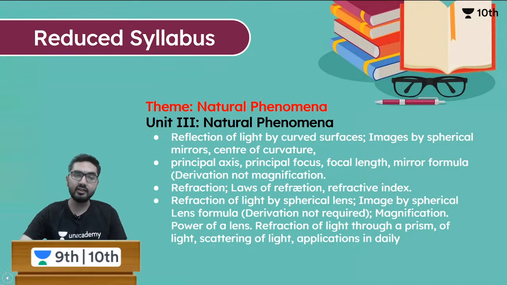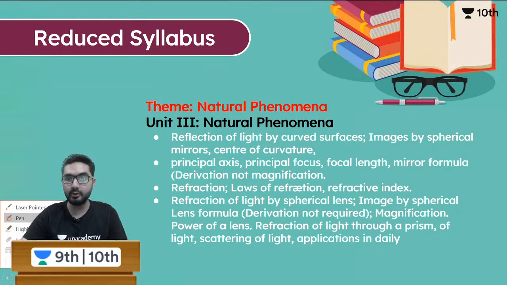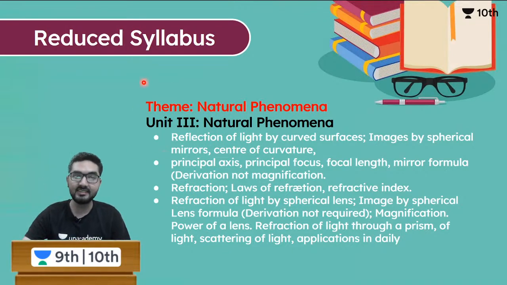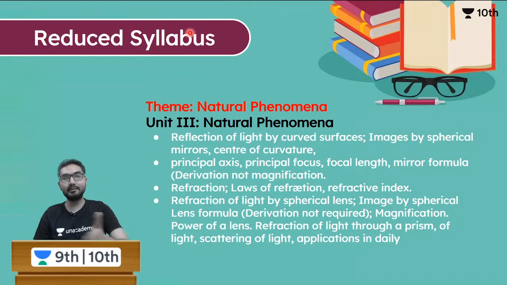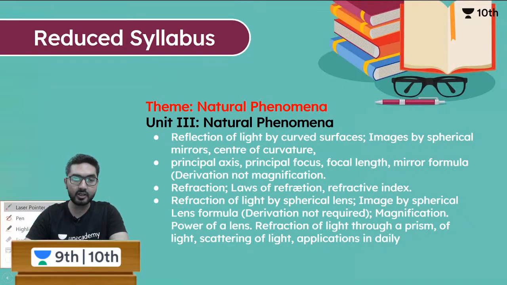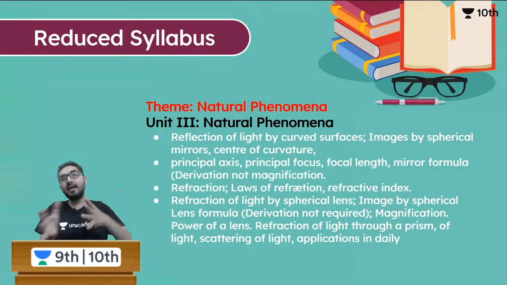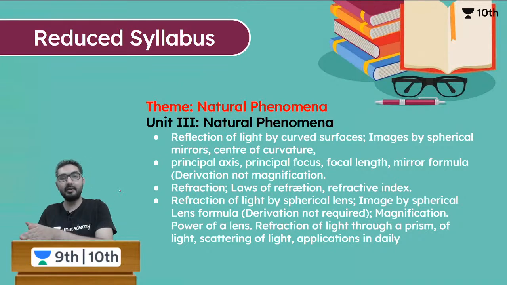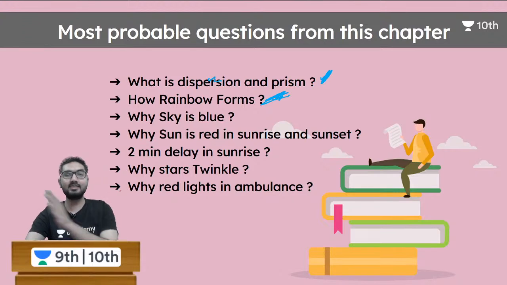So guys, first of all, even in this chapter, we should know what the reduced syllabus is. There's a lot of syllabus that has been reduced. One thing is, in this particular chapter, all the human eye portion has been chopped off. So myopia, hypermetropia, presbyopia, all these things are not coming for the board examinations of 2021. So we should not be discussing that.